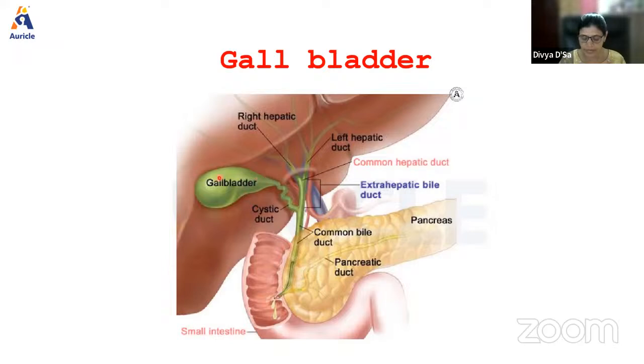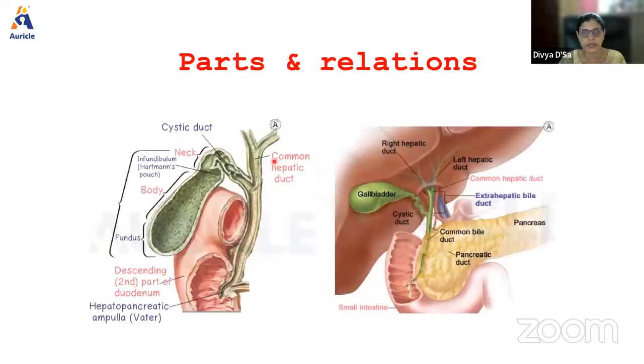It extends from the right end of the porta hepatis. So if you see, this is the porta hepatis here. From the right end of the porta hepatis up to this border here, which is the inferior border of the liver. So it will extend up to that inferior border of the liver. This gallbladder measures about 7 to 10 centimeters in length. Maximum breadth is about 3 centimeters, and capacity is about 30 to 50 ml. So that is the capacity.